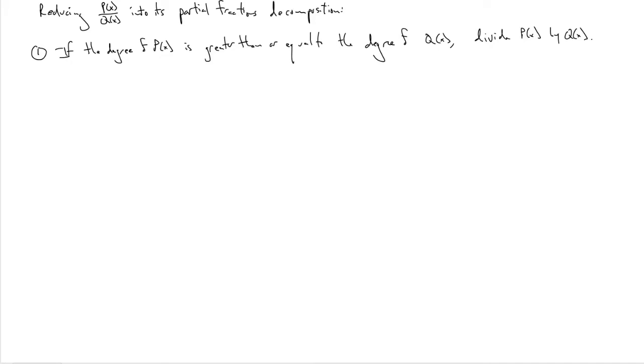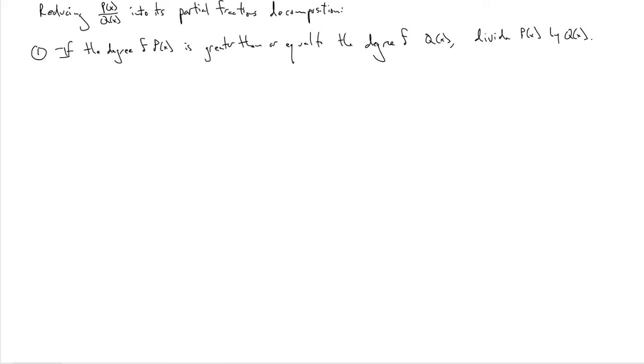This first step is sort of the unusual case. You won't run into this too often, but it's worth stating anyway. If the degree of the numerator is larger than or equal to the degree of the denominator, then you have to start off by dividing the numerator by the denominator.